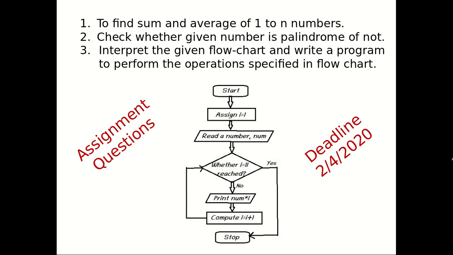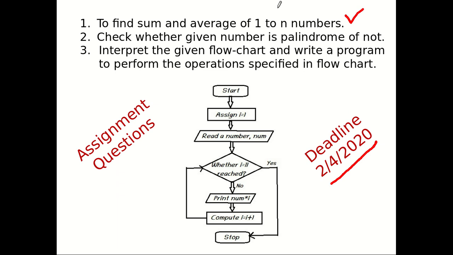Thank you. Hope all of you understood the program, whatever I have written and explained here. So I am giving an assignment and the deadline is 2nd April 2020. The question is: implement a C program to find the sum and average of 1 to n numbers.